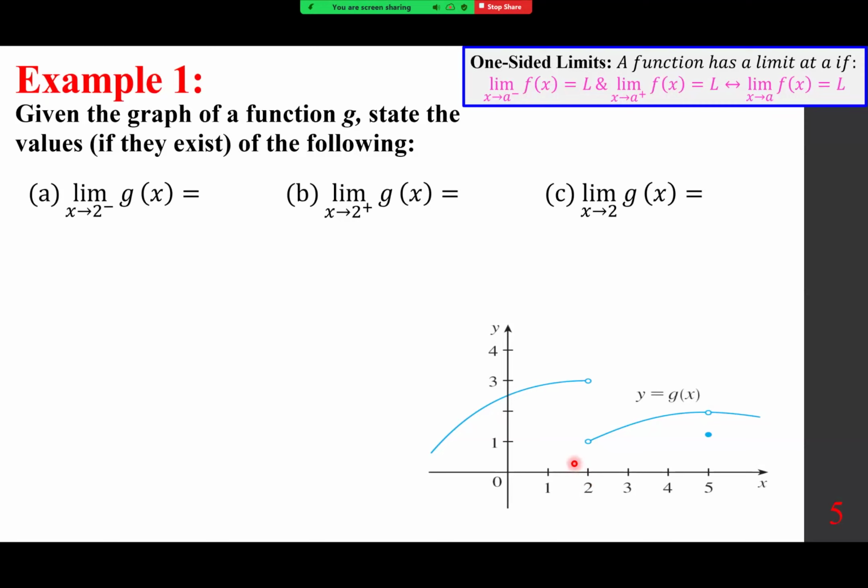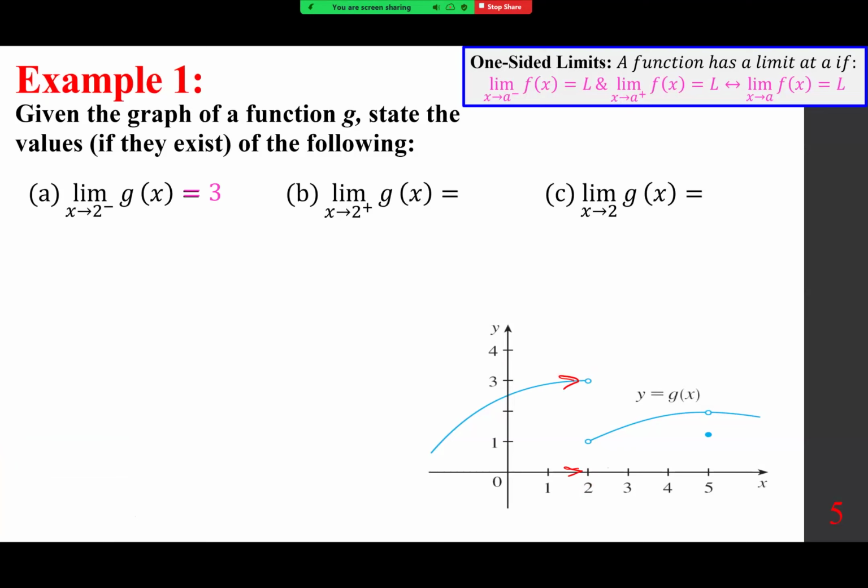As we approach from the left of 2, we are coming to this point, which has a y-coordinate 3.